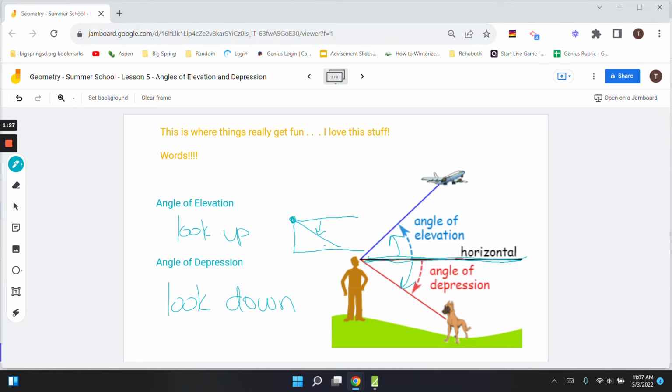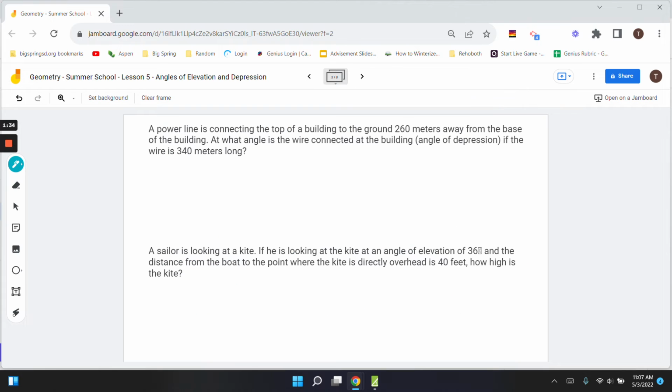So let's just look at some examples here. A power line is connecting the top of a building to a point 260 meters away from the base, or the bottom, of the building. At what angle is the wire connected at the building if the wire is 340 meters long? So this is the building here. Again, notice my artistic abilities. We have a power line from the top to the bottom. It says it's 260 meters away from the base of the building, and the wire, which is this, is 340 meters long. We're looking for the angle.